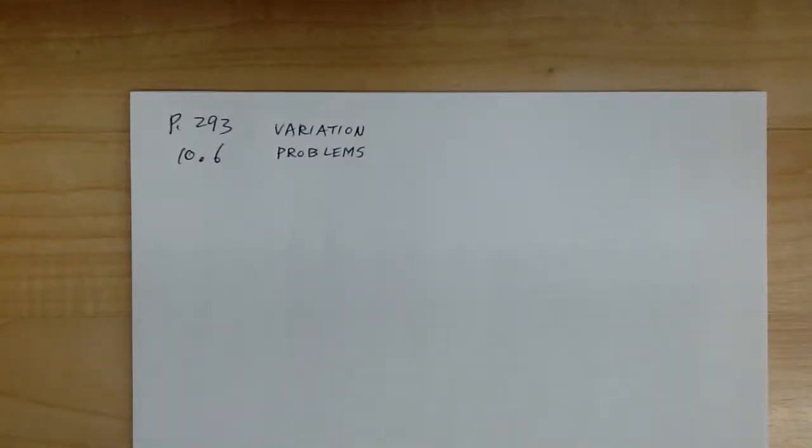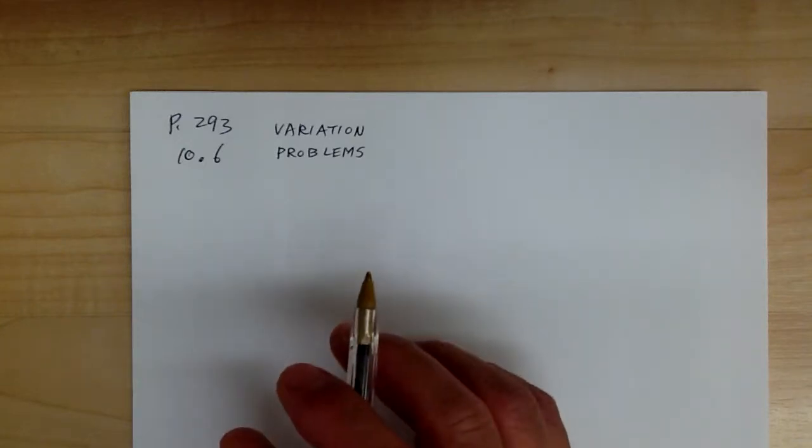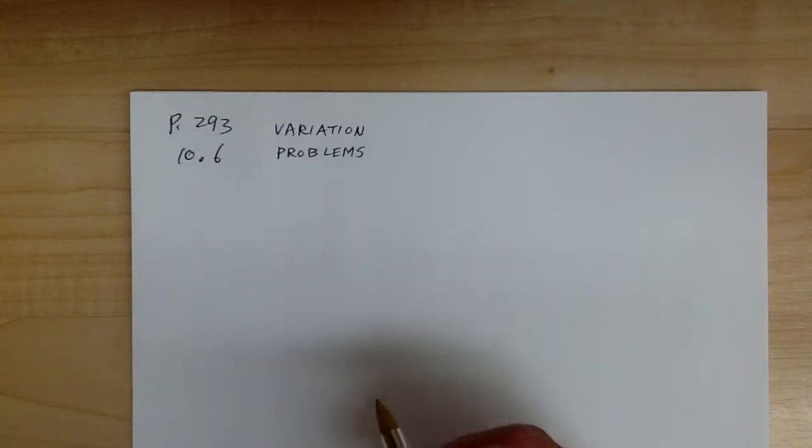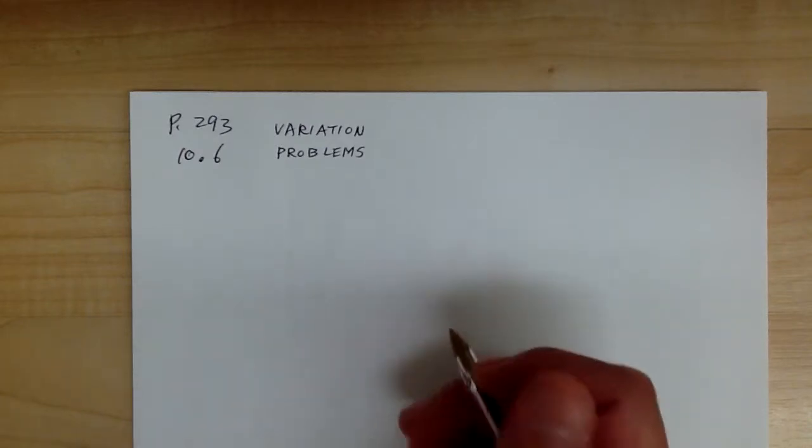Open your book to page 293. This is lesson 10.6. This lesson is on variation problems. Variation problem means that you have one variable that is related to another variable by means of multiplication or division or both. Okay, so first kind we're going to deal with is called a direct variation.